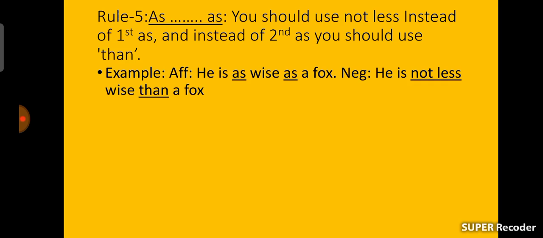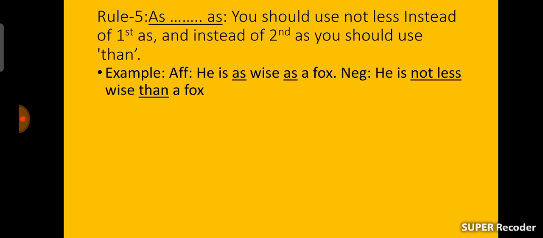Let's see the example. Affirmative: he is as wise as a fox. Negative: he is not less wise than a fox. Here the underlined words are as and also as, so we should use not less here, and instead of the second as we should use than. Affirmative: he is as wise as a fox. Negative will be: he is not less wise than a fox.